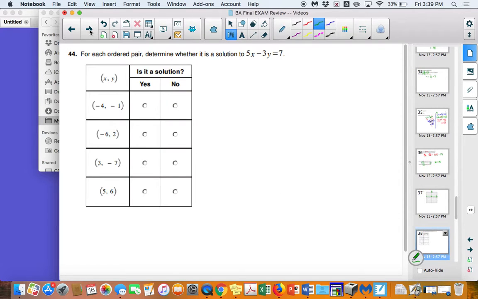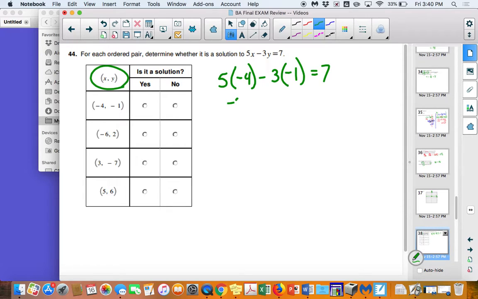Okay, for each ordered pair, determine whether it is a solution to 5x minus 3y equals 7. That just means plug it in, guys. You're just going to have to plug it in and test it. The first number is x, the second number is y. So we're just going to have to work them all out. Be careful with the negatives, though.